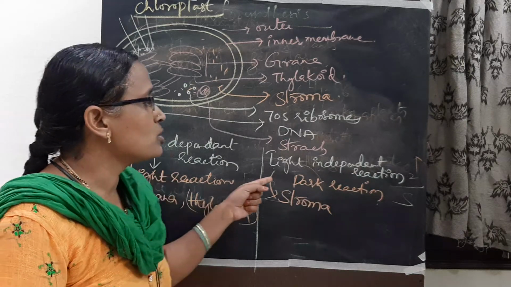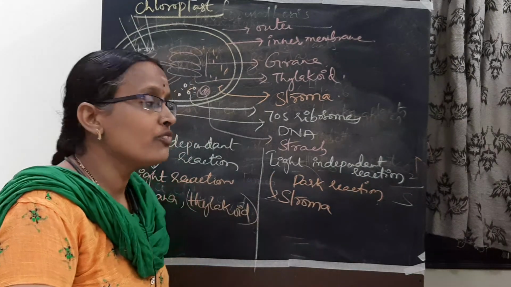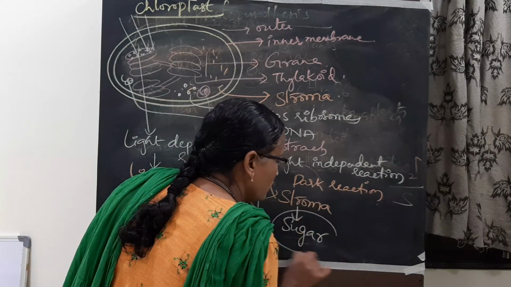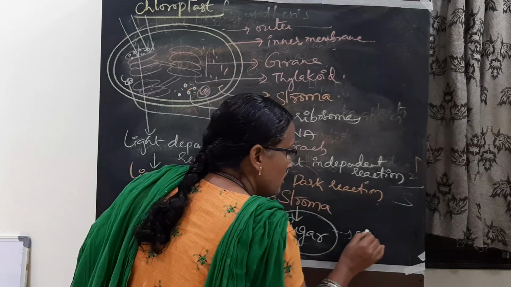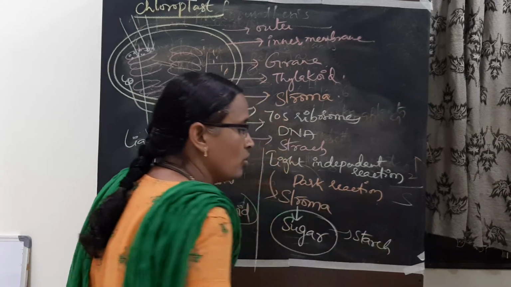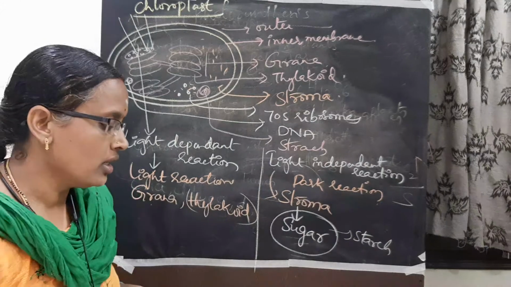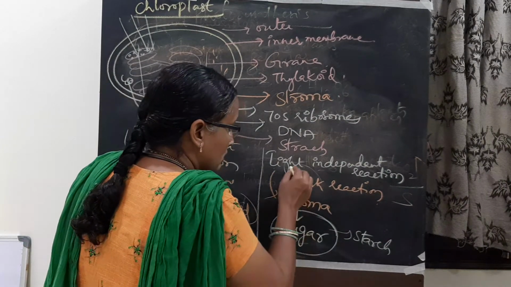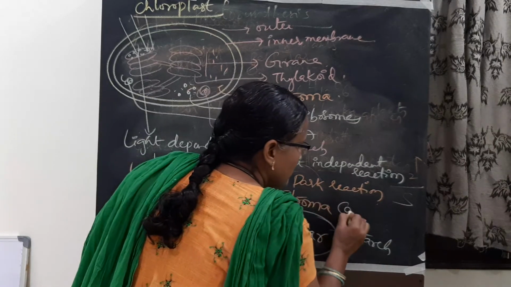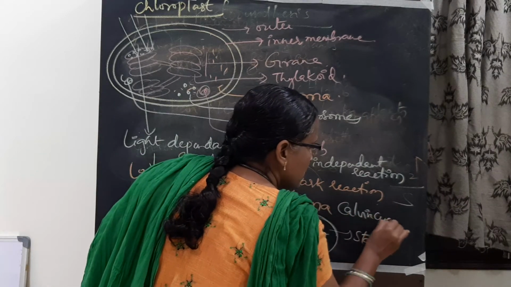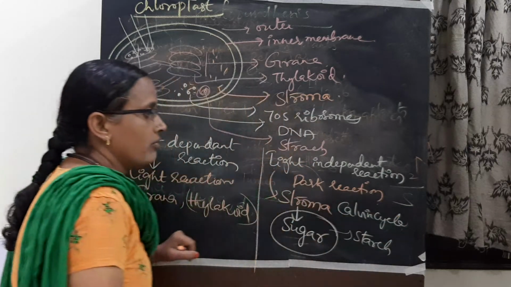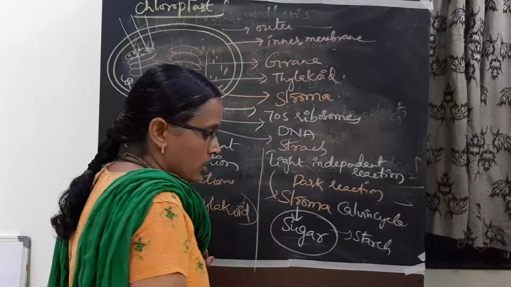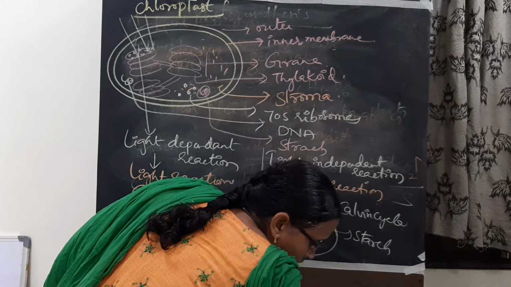All the enzymes required for the formation of sugars are there. At the end of the dark reactions we are going to get sugar, or this is nothing but starch. And this is called the Calvin cycle. Where does the Calvin cycle take place? In the stroma only. The Calvin cycle takes place in the stroma.